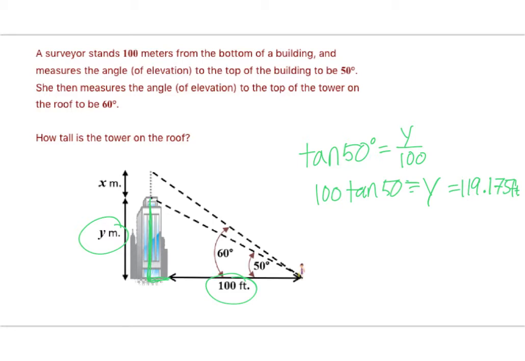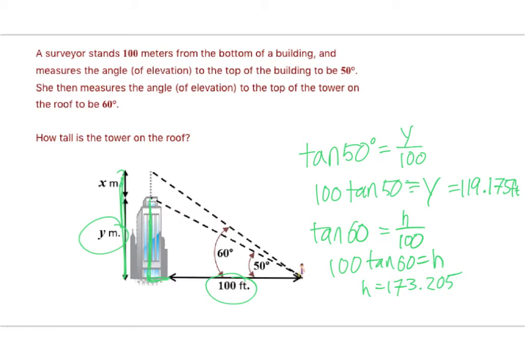Cool. Now we're going to do the same thing, but we've got to figure out what the total height of the tower plus the, I guess, the tower on the tower. And I'm looking for this whole thing. So that's an opposite thing. I've got that adjacent again. This is another tangent. So tangent of 60 is equal to, I'm going to just call this the height, over 100. Okay, so 100 tangent of 60 is equal to that height.